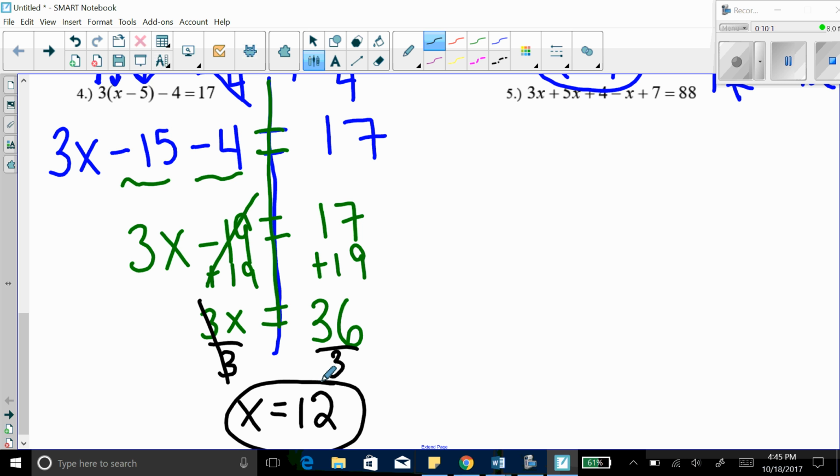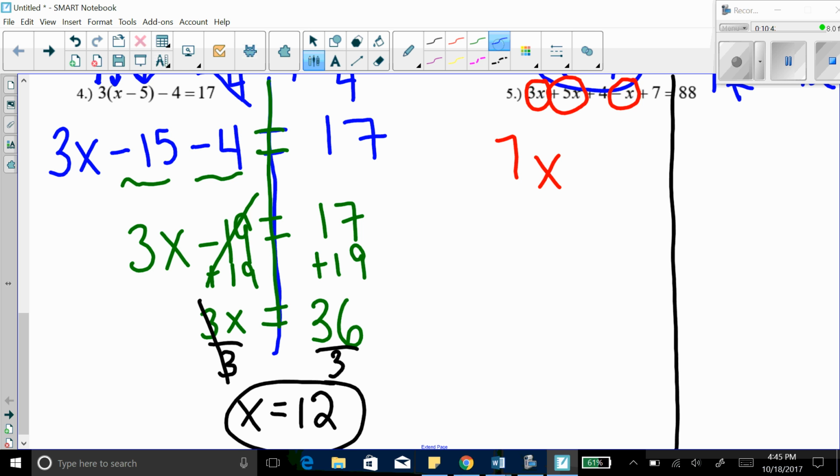So number 5, I look at the equation and I see, okay, well, I have an equal sign, so I like to draw a line down the equal so I know the two sides. So I look at my left side here, and I say, okay, there's no distributing I need to do, but I have a lot of terms I can combine. I'm going to combine anything with an x, so 3x plus 5x minus x. Well, 3 plus 5 is 8. 8 minus 1 is 7. So 7x, I can combine the 4 and the 7. 4 plus 7 is 11, so plus 11 equals 88.